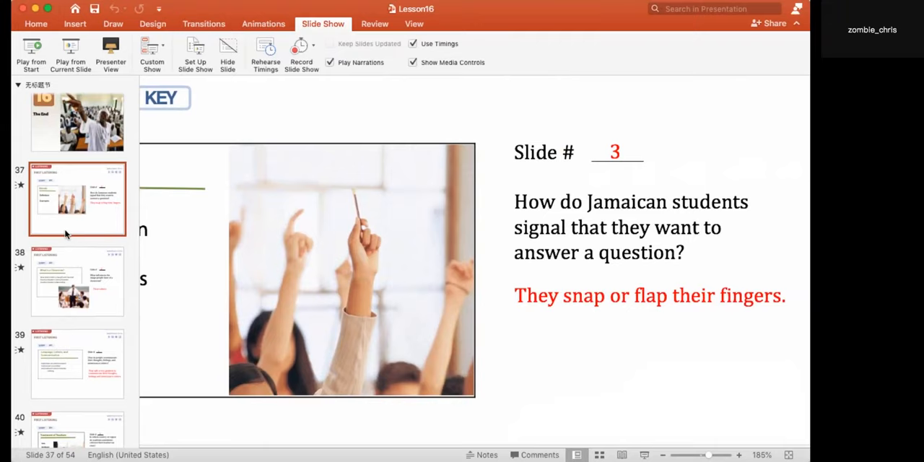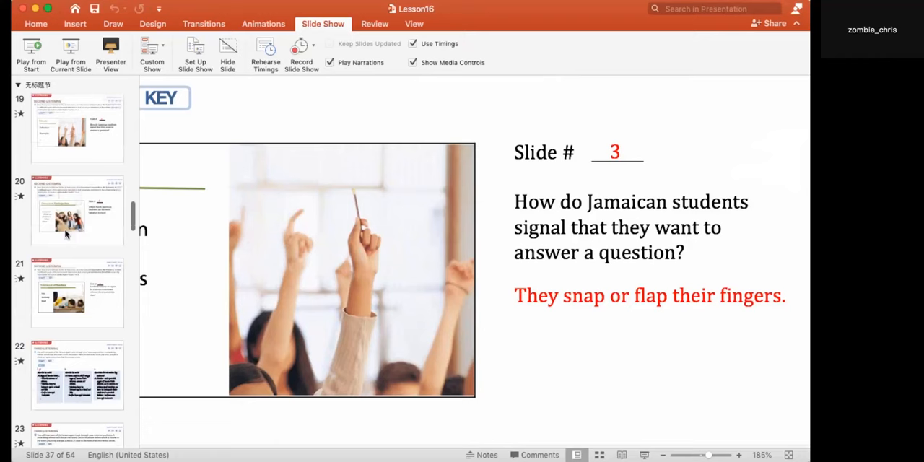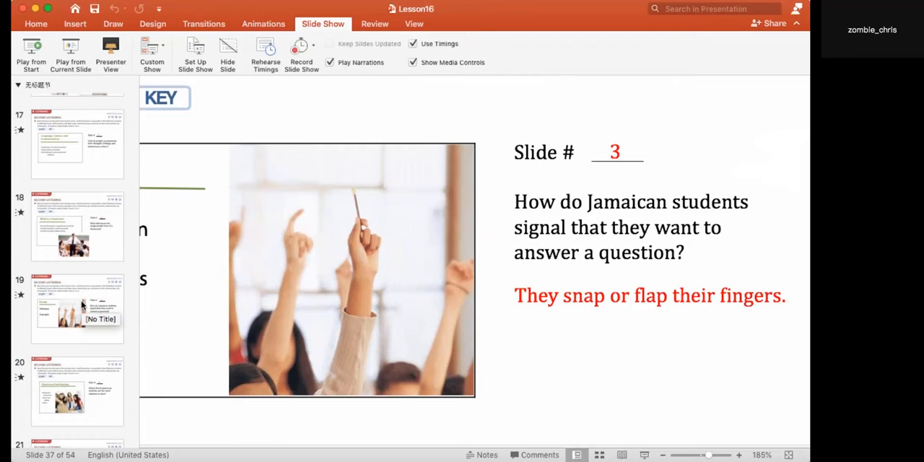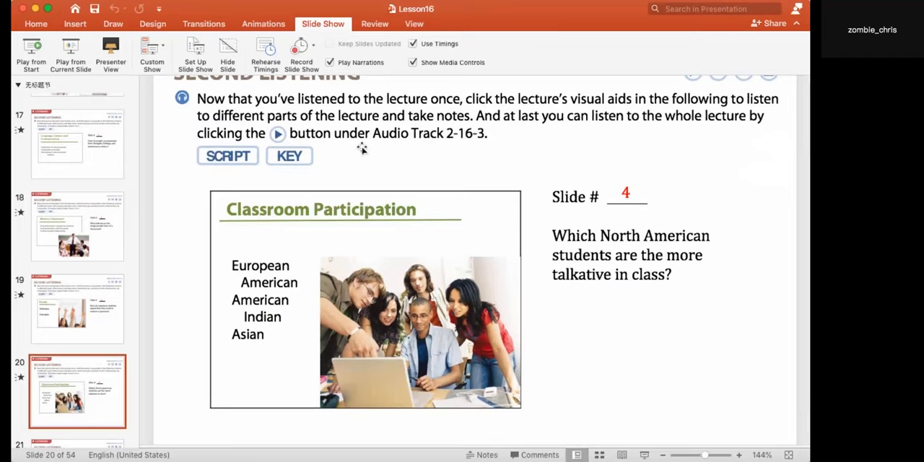So it looks like slides three and four have been swapped over, unfortunately. So sorry about that. But you got it from the first listening, I think. So that's not in there. Which North American students are the more talkative in class?